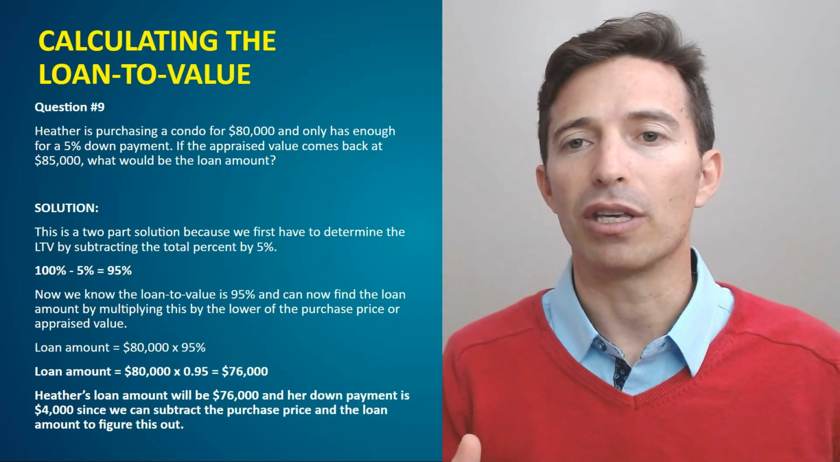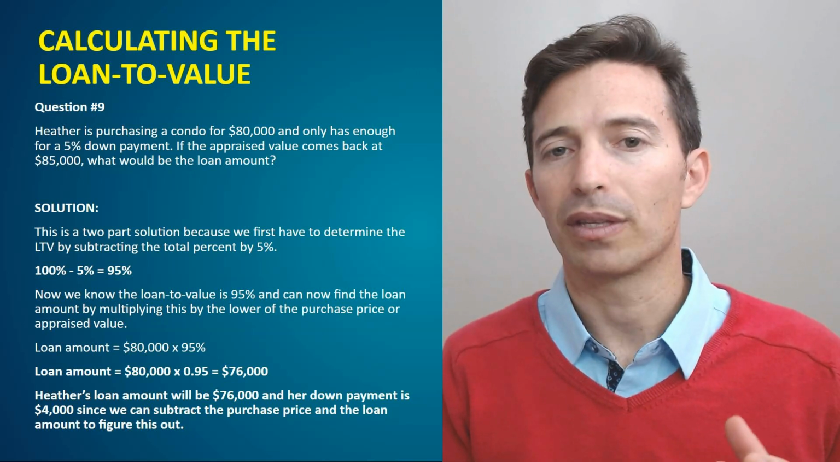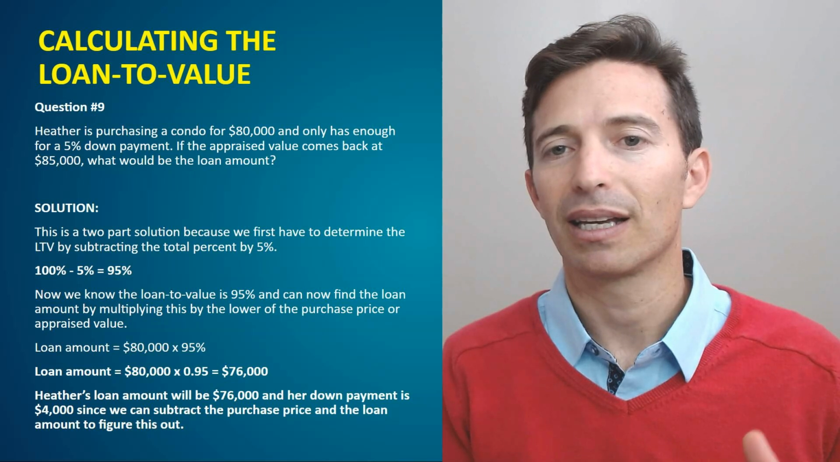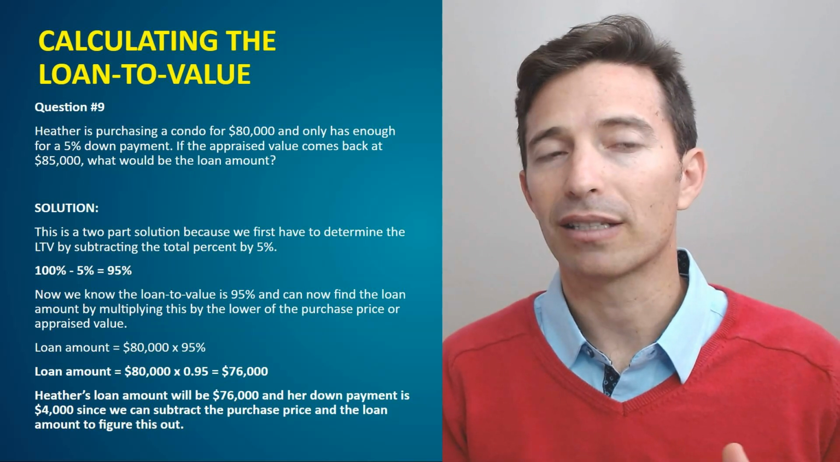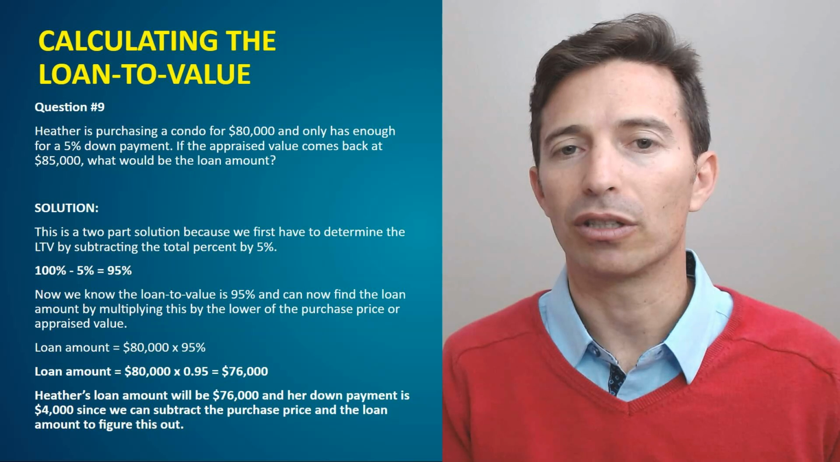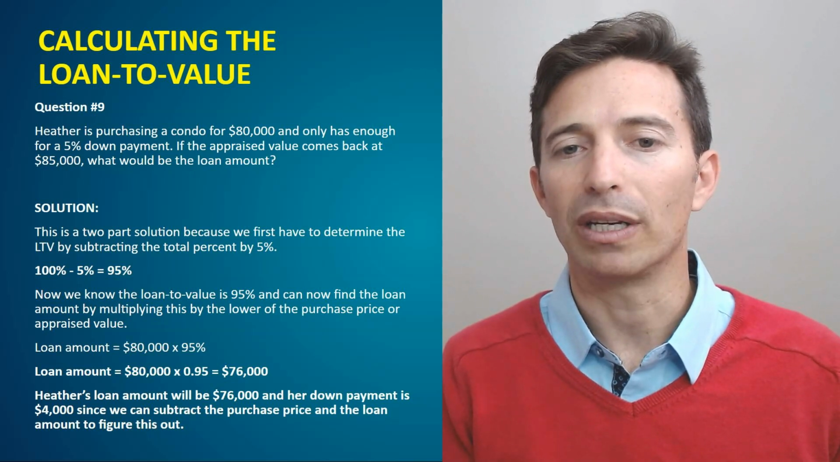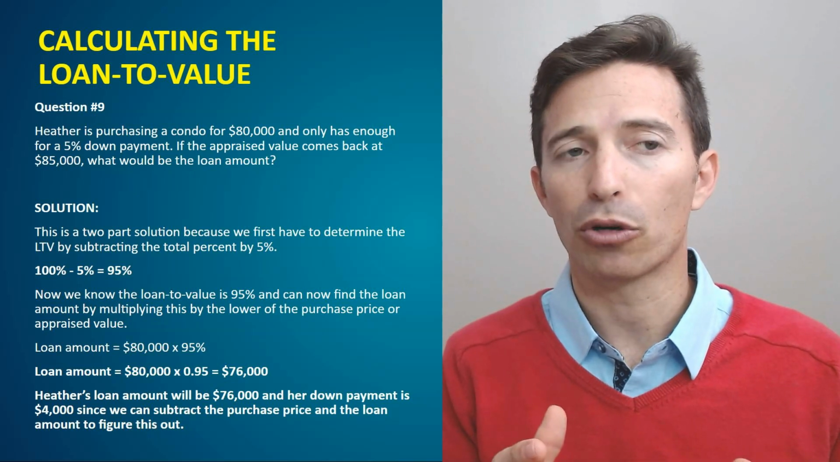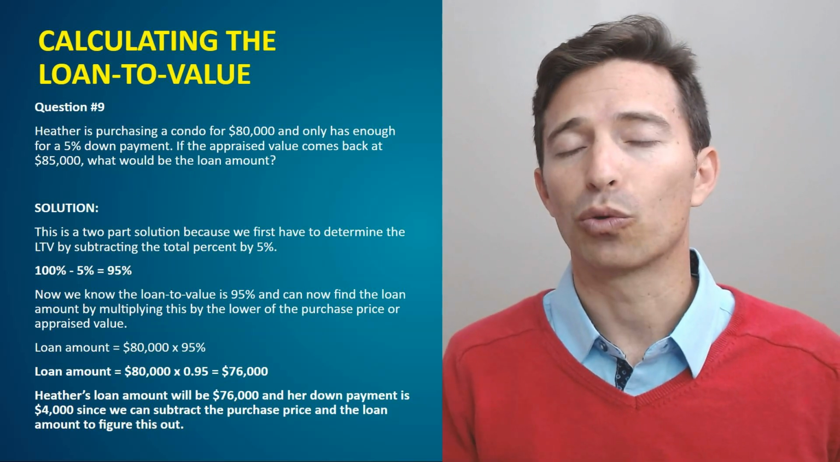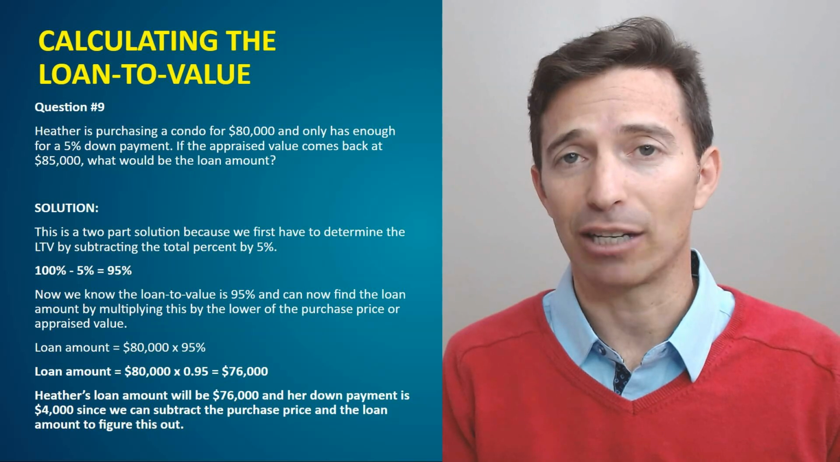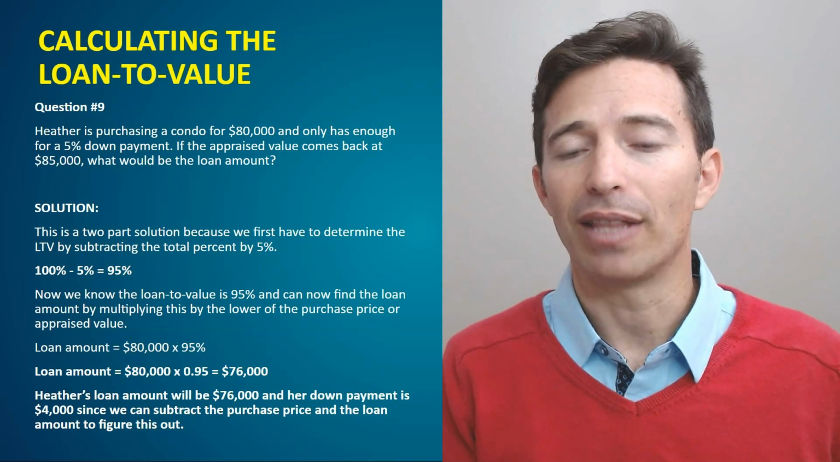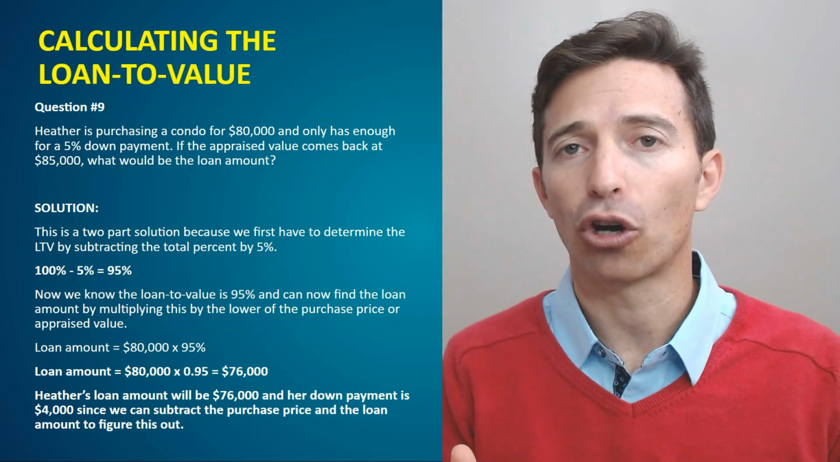Since we know the lower of the two, the appraised value and the purchase price, is $80,000, that's the value we're going to use to calculate the LTV. So if she's giving 5% as a down payment, we need to subtract: 100% of the purchase price minus 5%, which will give us 95% as the LTV. Now we know the LTV. Now we need to solve for the loan amount.